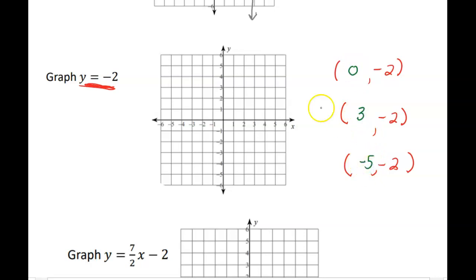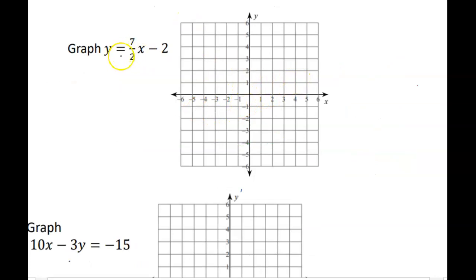Why not? Okay, so (0, -2) would be right here. Okay, (3, -2) would be right here, and (-5, -2) would be right here. And so if I connect those dots, hopefully you can draw a straight line better than I can. Let me try that again. That's a little better. It'll be a straight horizontal line.